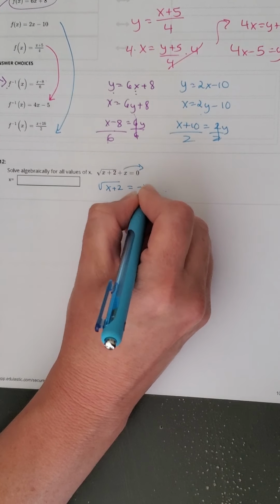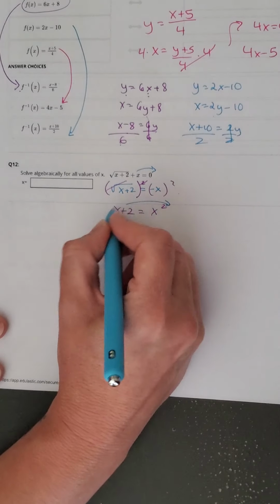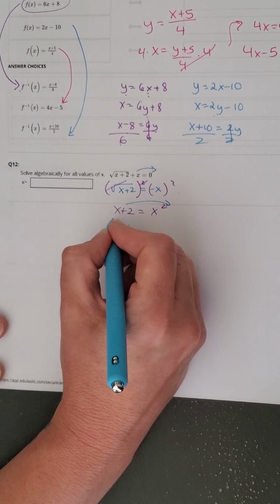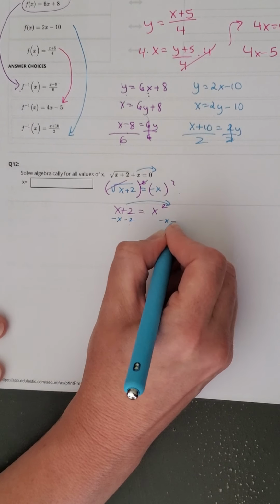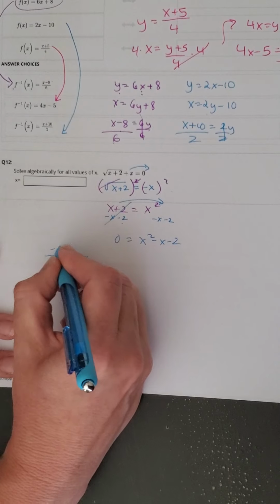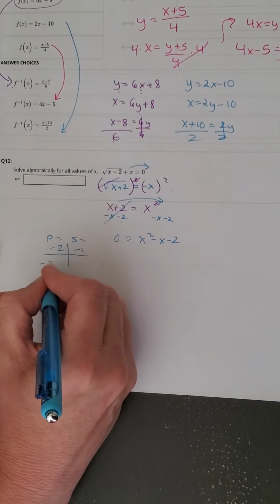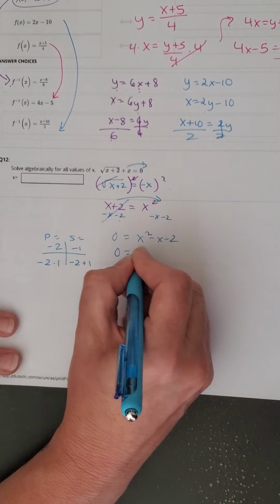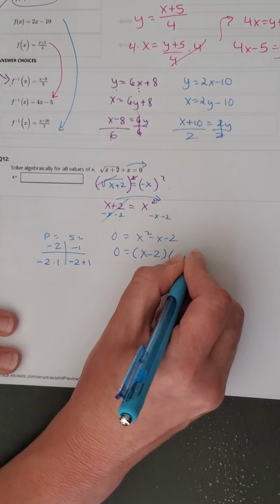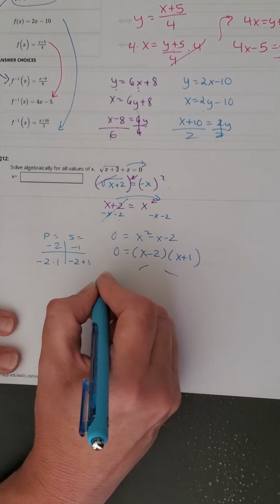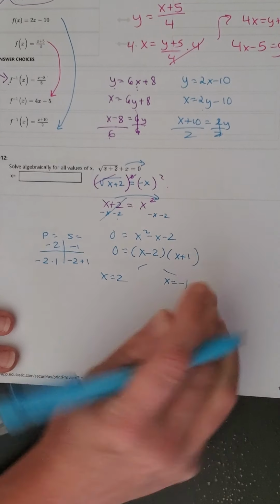And now since it's quadratic, I want to move everything to one side and get this side equal to 0. So I'll subtract the x over and subtract the 2. 0 equals x squared minus x minus 2. And at this point, it's probably factorable. So I would factor something that multiplies to negative 2 but adds to negative 1, which would be negative 2 times 1, and negative 2 plus 1 is negative 1. So 0 equals x minus 2, x plus 1. Set these equal to 0, and we get x equals 2, x equals negative 1.